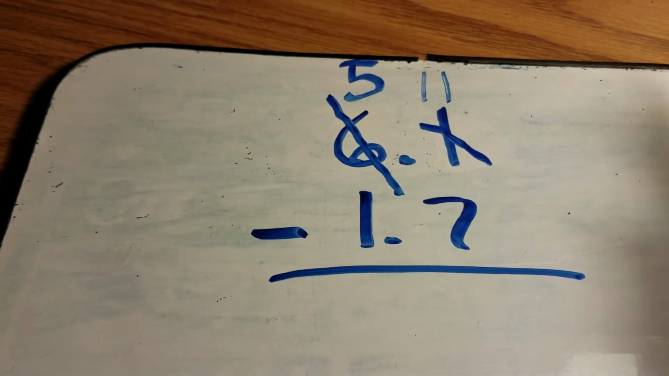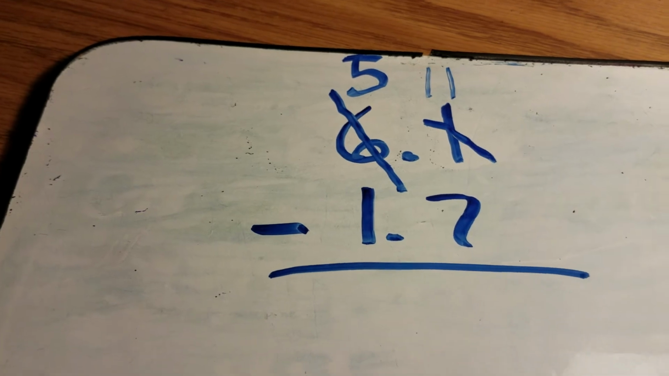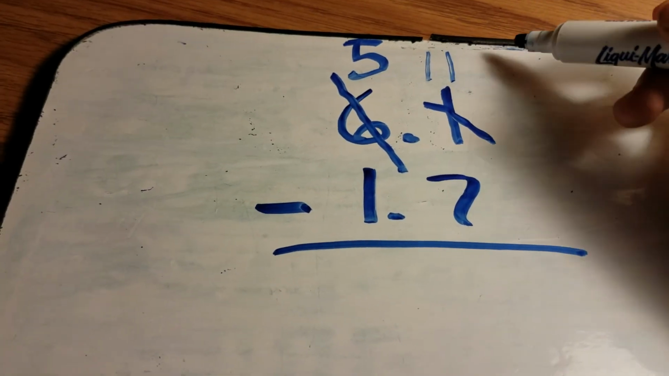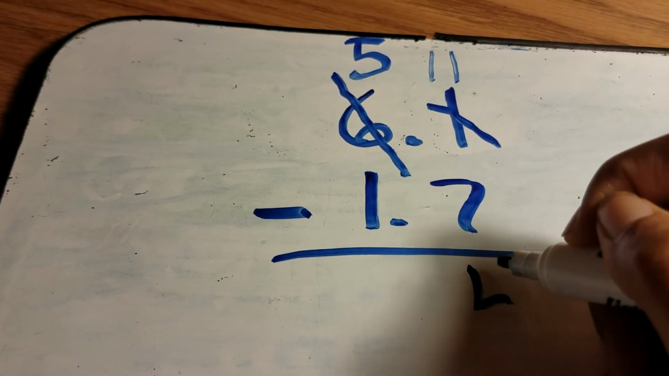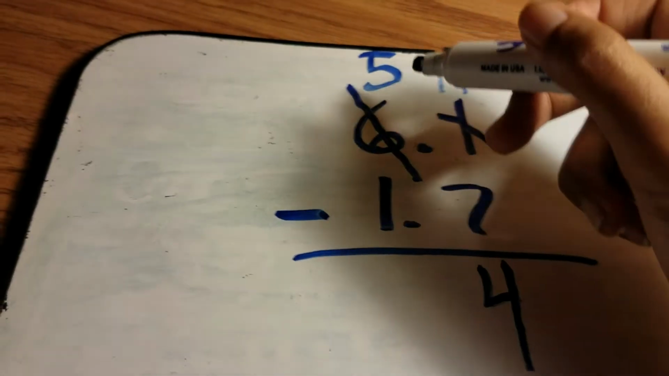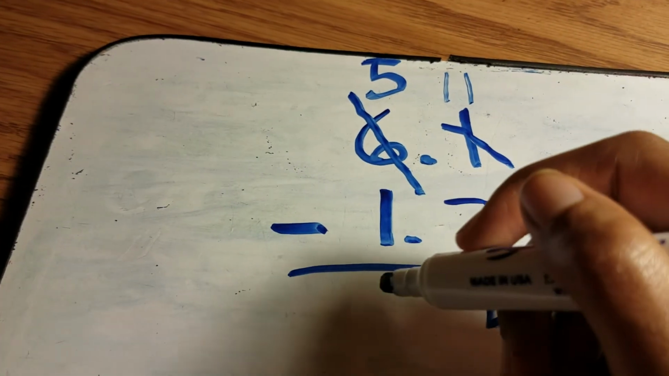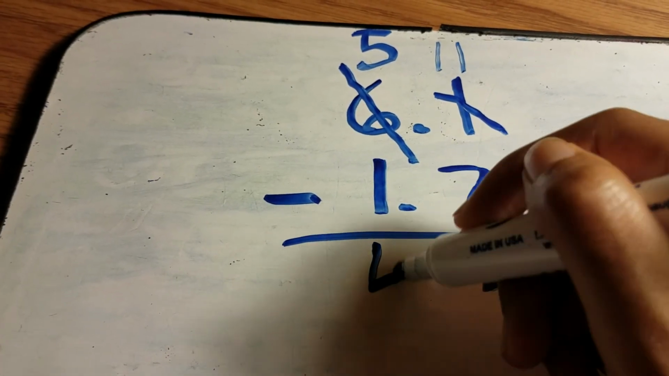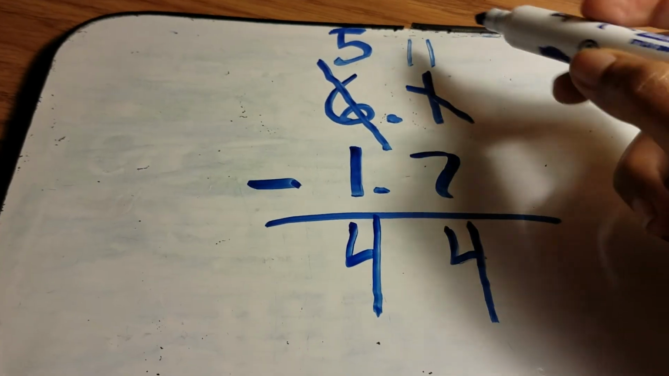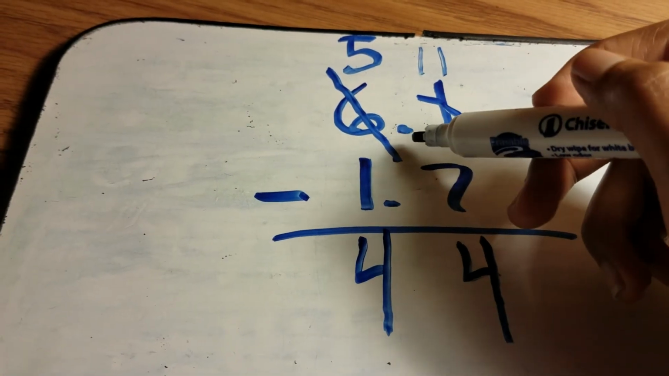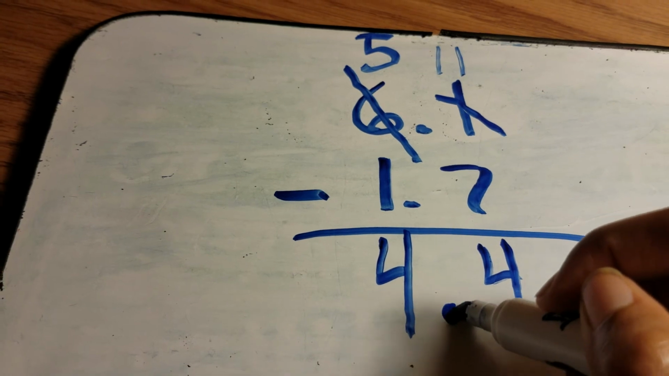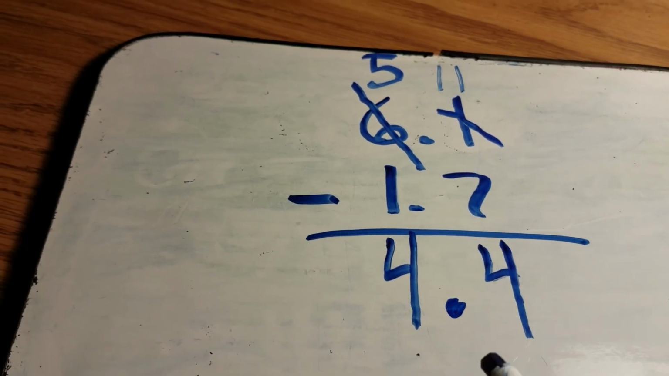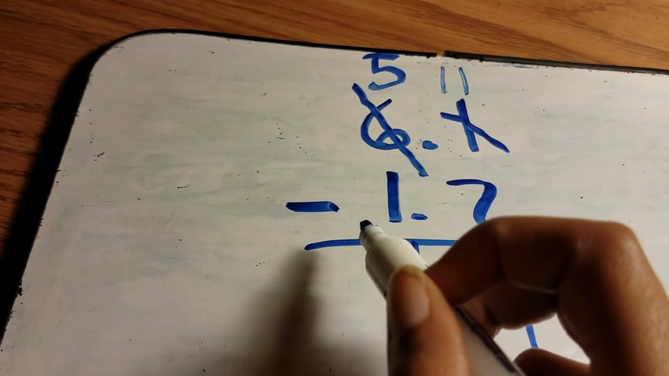Now that we've done our regrouping, we can go ahead and start doing our subtraction. So 11 minus 7 is 4. And 5 minus 1 is 4. And with our decimal, we're just going to keep it in the same place and bring it down into our answer. So our final answer is 4.4.